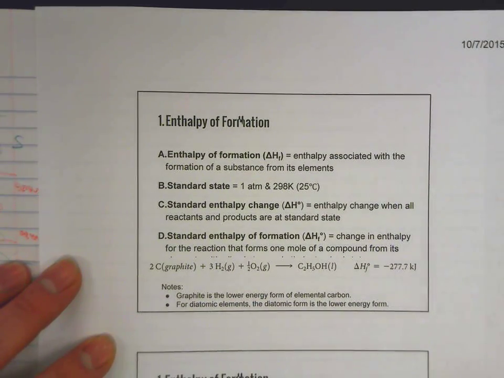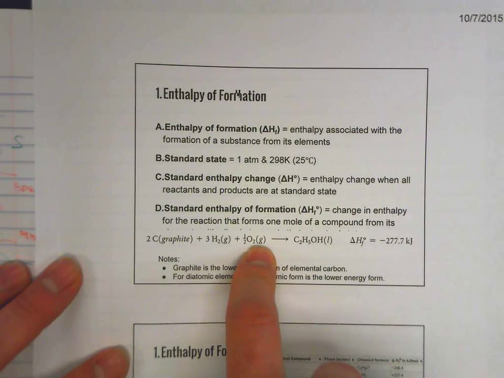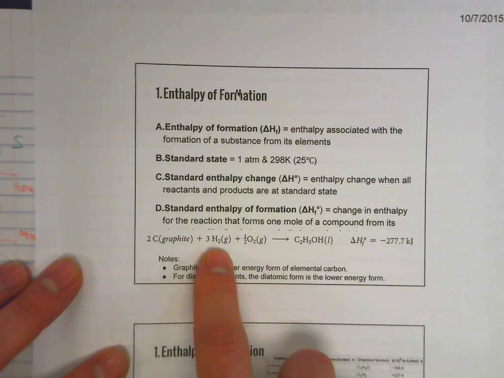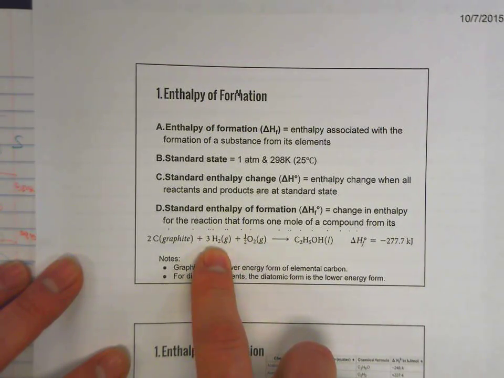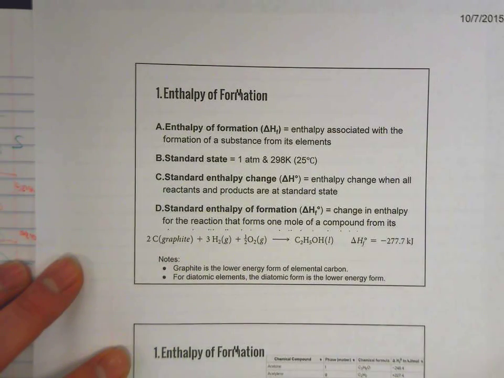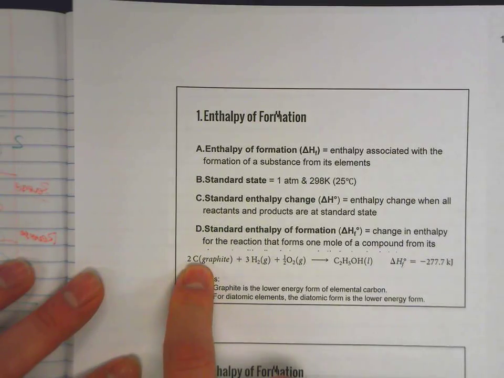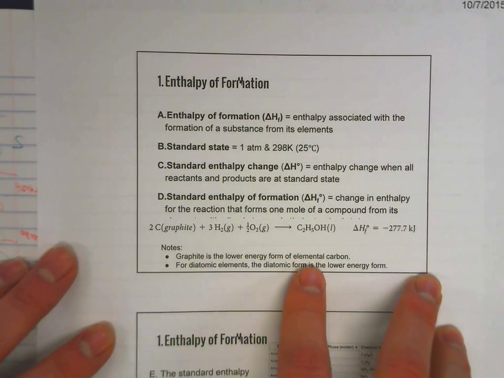It's important to note a few things in that regard. For a diatomic element like O2 or oxygen, the elemental form is defined as the diatomic form, since that's the lowest energy. And if we have carbon, for instance, where carbon could be both graphite or diamond, graphite is the lower energy form and is therefore the elemental form.